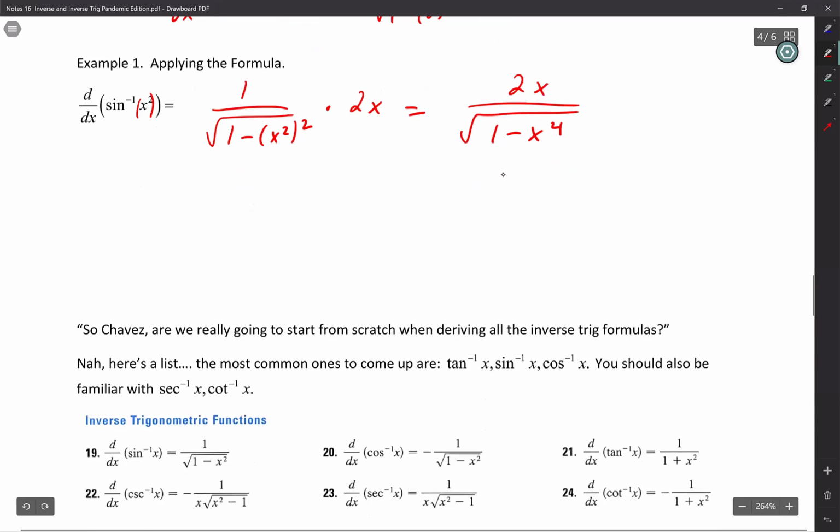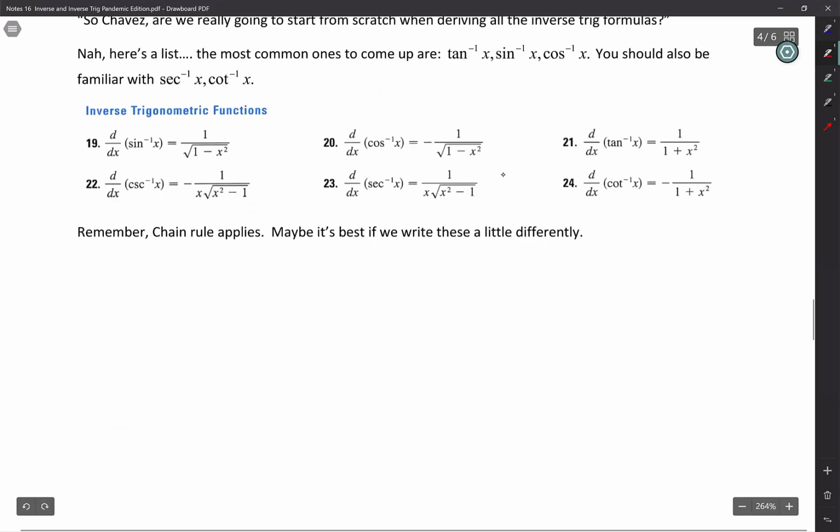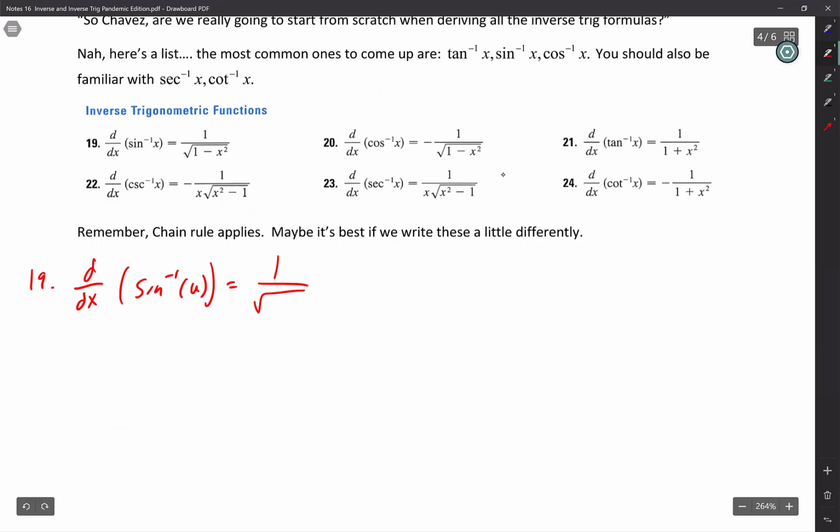Are we going to derive all of them from scratch? No. Here's the list. Let's fix them all with chain rule, guys. We already know 19. Do you want me to write 19 again anyways? With chain rule: d/dx arc sine of u, and maybe put the parenthesis in the u there, equals 1 over square root of 1 minus u squared, du/dx.